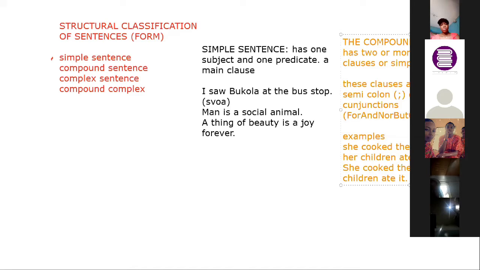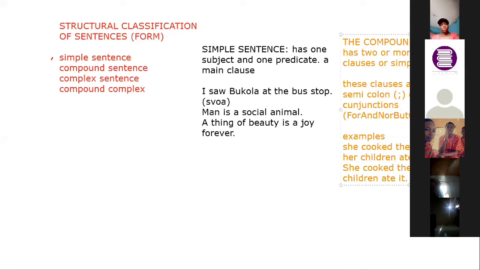We use for to show results. We use nor when we have two options and none of them is right. But is used when you are saying something contradictory to what you said before. Yet is used when we have two options and one of them may be right. And so is just to show results. I hope that is clear.